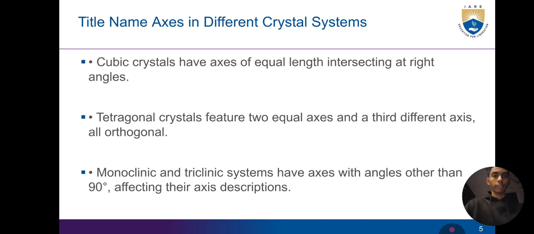Axes in different crystal systems. Cubic crystals have axes of equal length intersecting at right angles. Tetragonal crystals feature two equal axes and a third different axis, all orthogonal. Monoclinic and triclinic systems have axes with angles other than 90 degrees, affecting their axis descriptions.